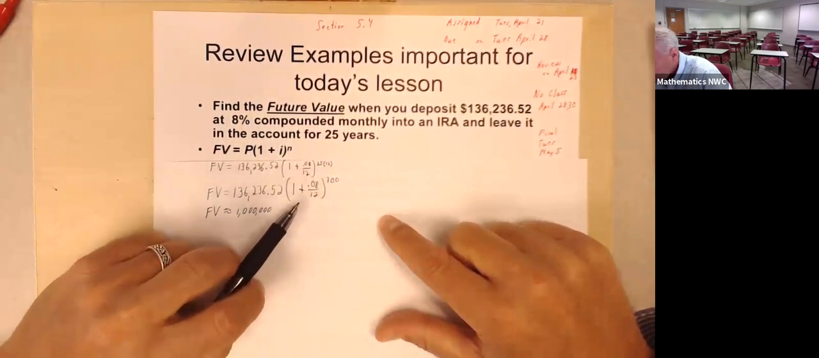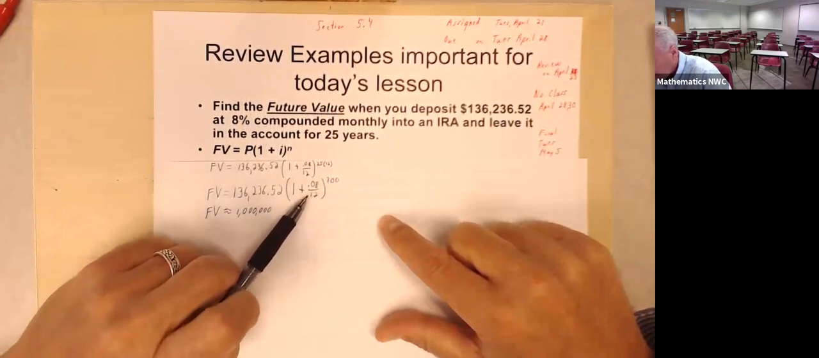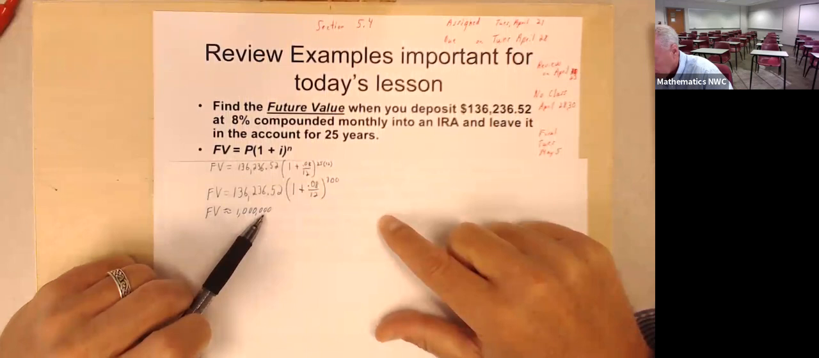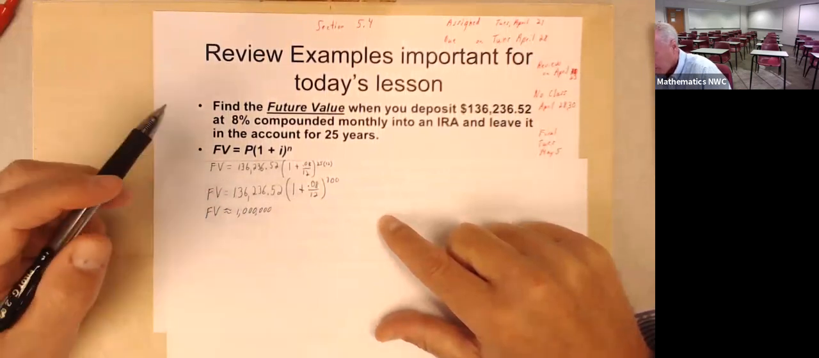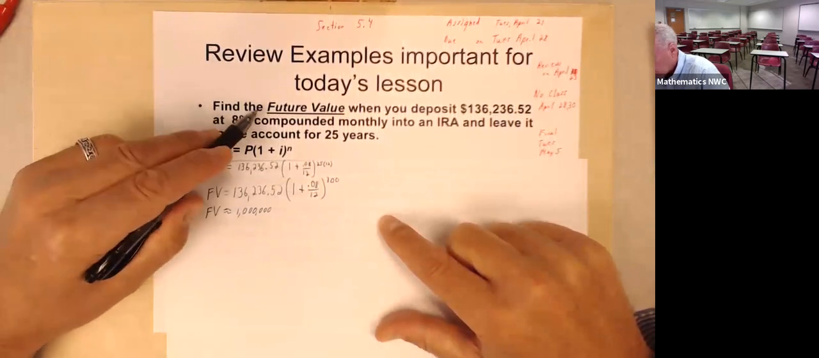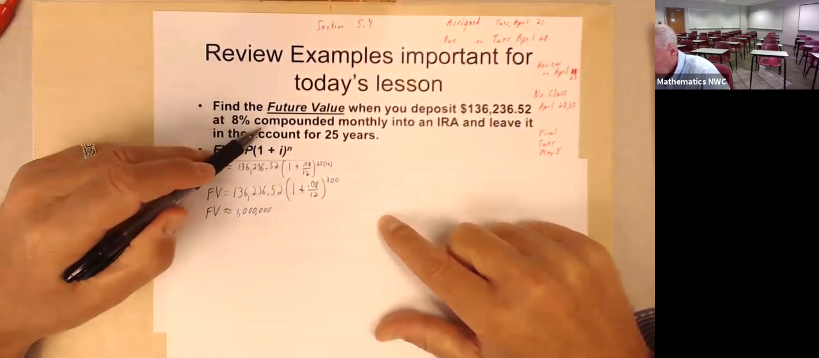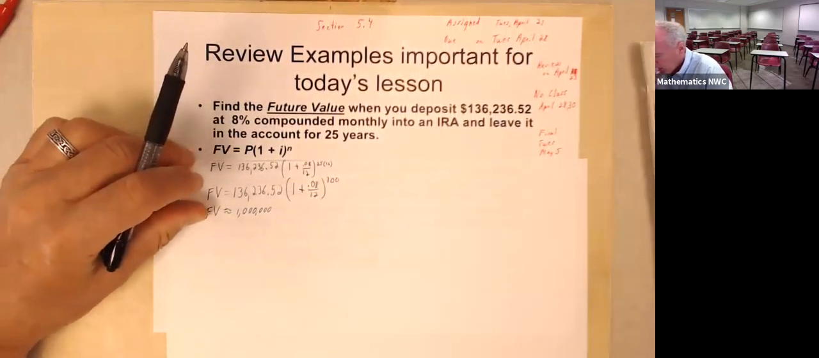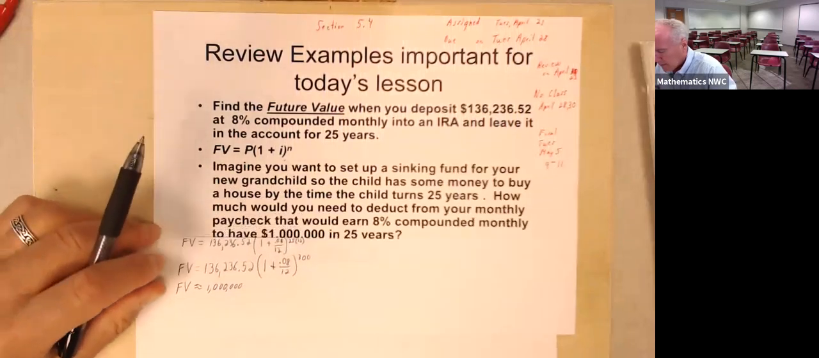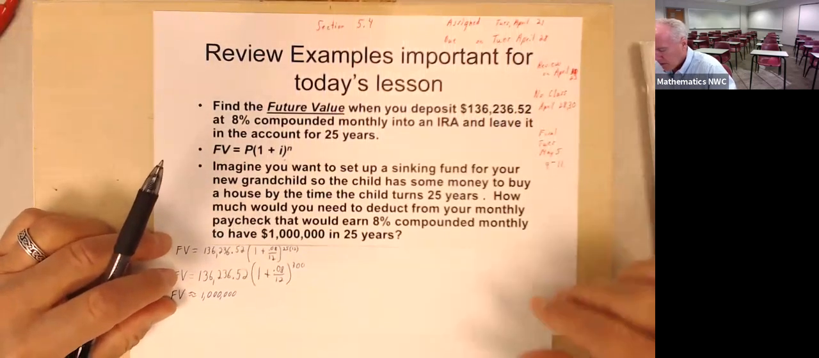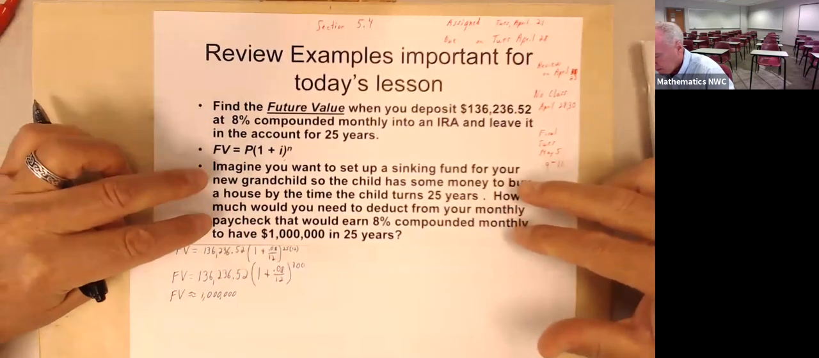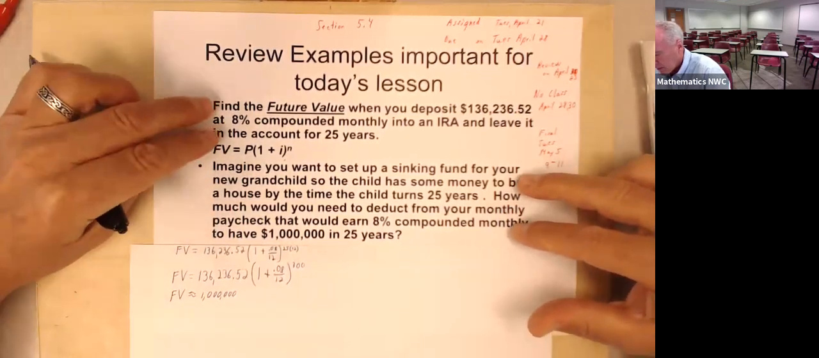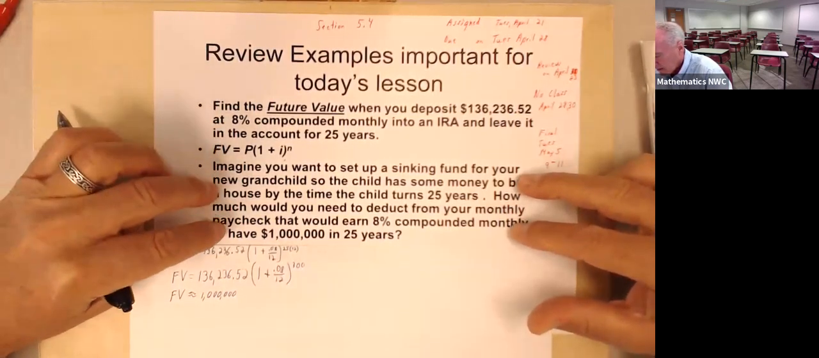Make very, very sure you can go from your calculator down to here. Super important that you can do that, okay? That's a future value for a compound interest problem. We would also like to review this problem for our lesson today. Both of these concepts are used in our lesson today, which is why I want to review them.